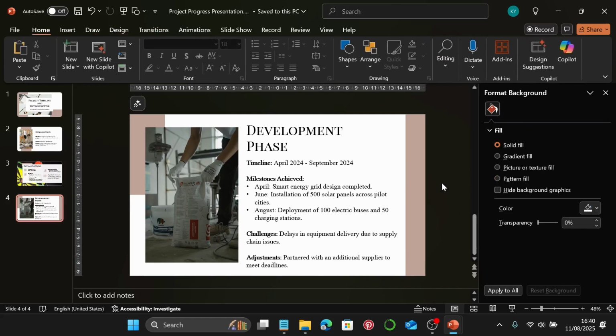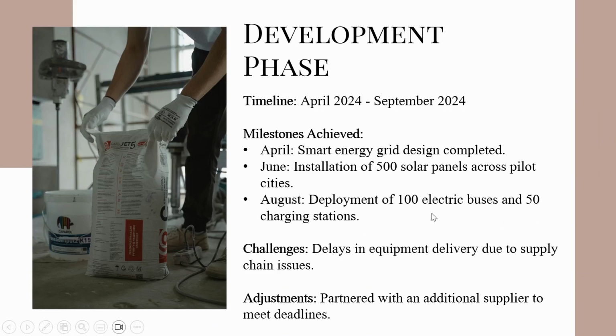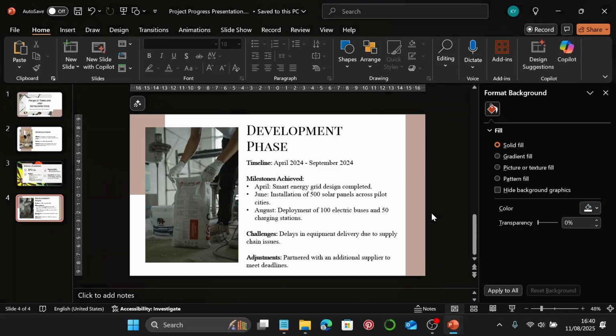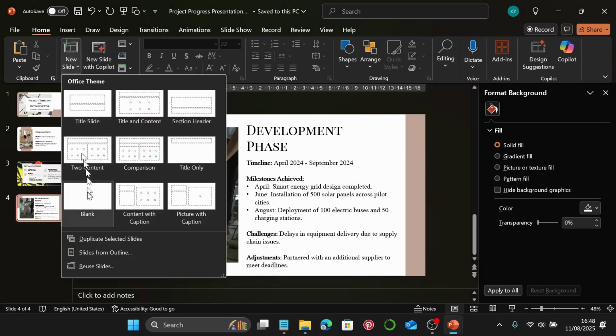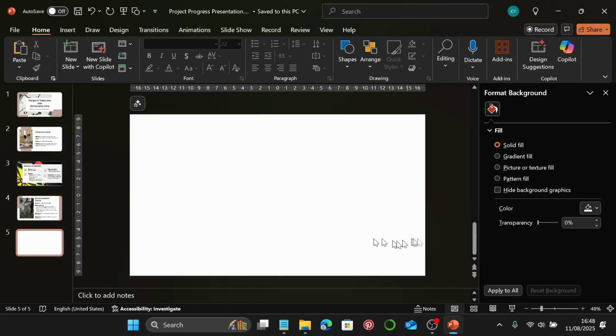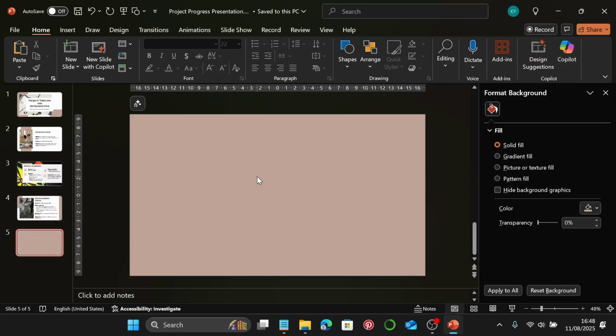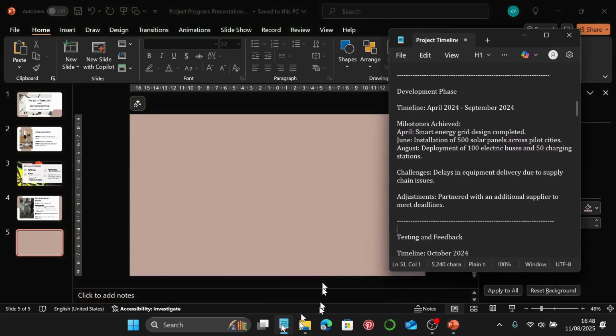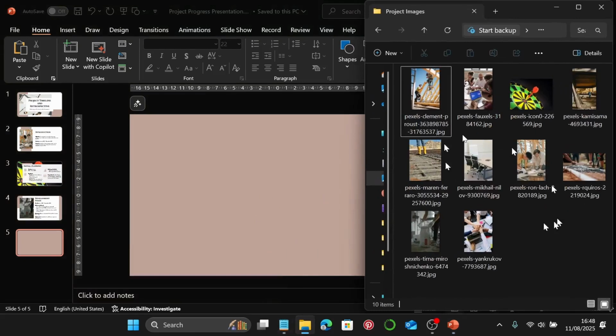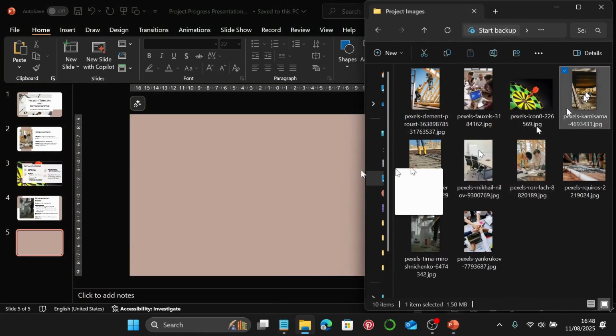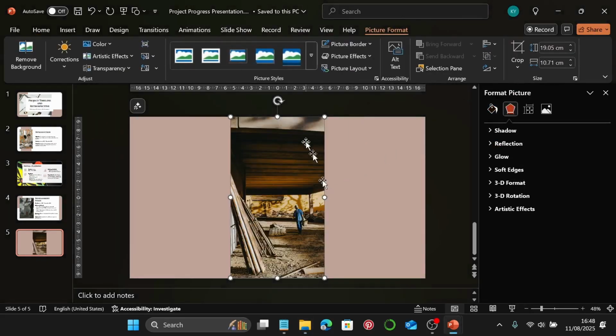Let's look at it for a moment in our slideshow. Open it, and yeah, this is our development phase slide. Let's move on to the next slide. So go to new slide and insert a blank slide. This slide, while we're here, let's change the fill to our primary color that I've been using. Let's open our file. I'm going to open my file explorer and I'm going to bring in my image.